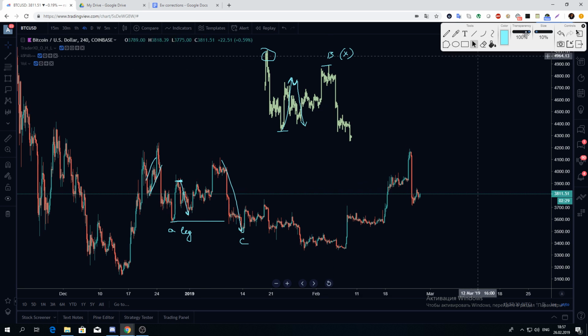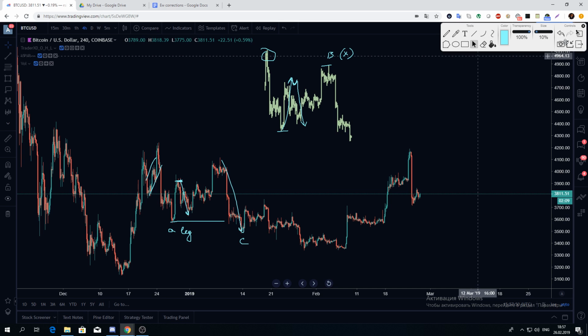What is the next move? Next move, you're like, okay, B leg. What does B leg consist of? It can be any corrective structure, but most likely it will be some sort of a WXY, ABC, which are in essence both three-wave structures, or a WXYZ, which is a compacted five-wave structure.